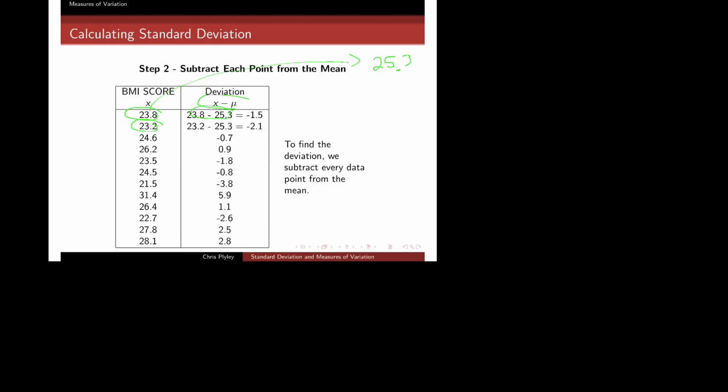If I look down the road at all of these numbers, how far away is 24.5 from the mean? That's 0.8. My further points away from the mean are the points with the higher deviation. 31.4, for instance, is 5.9 units away, and so on. So step two, to find my standard deviation, is I find the deviation after I find the mean, and I do that by subtracting the mean from every point.